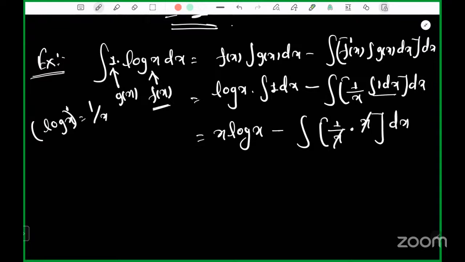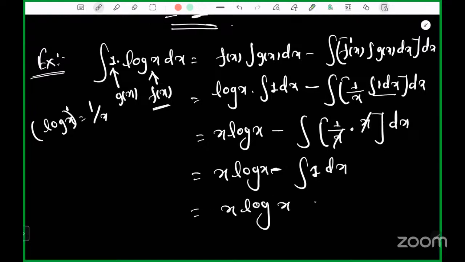So this x and x will get cancelled out. So here we get x log x minus integration of 1 dx, which is nothing but x log x minus x, and you can add a constant.